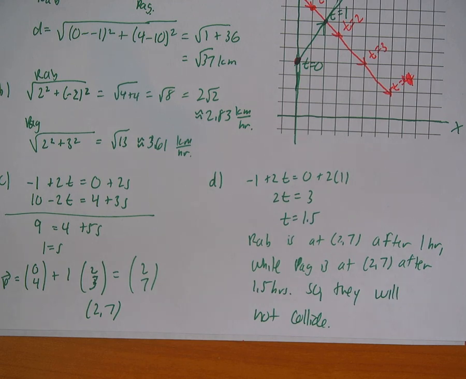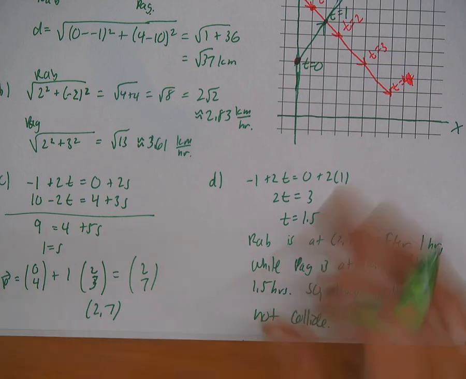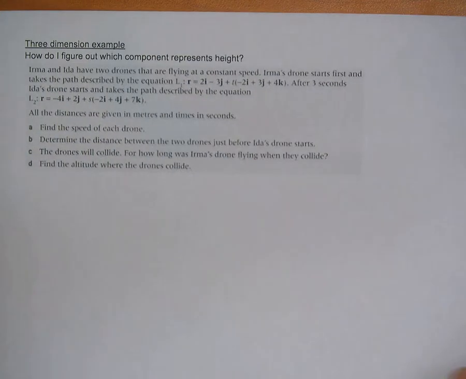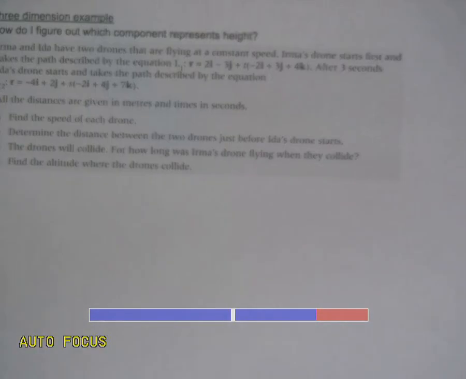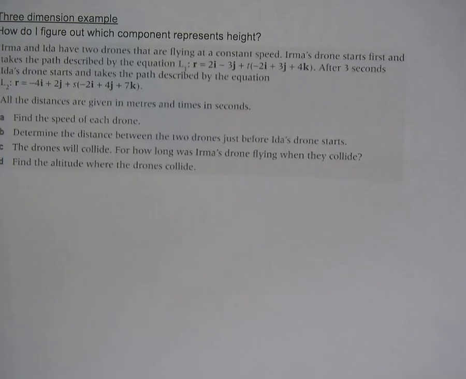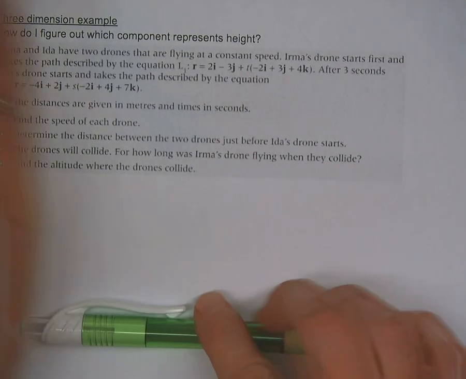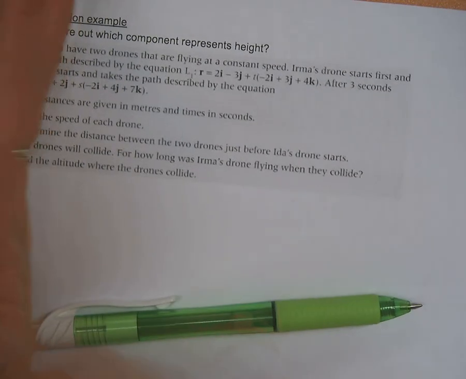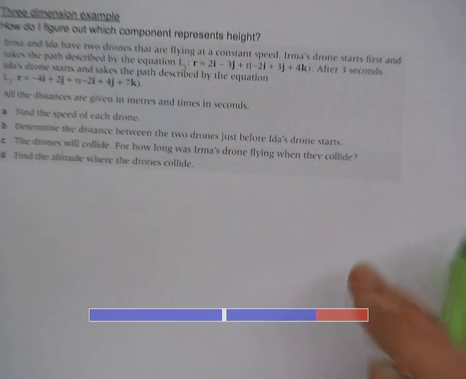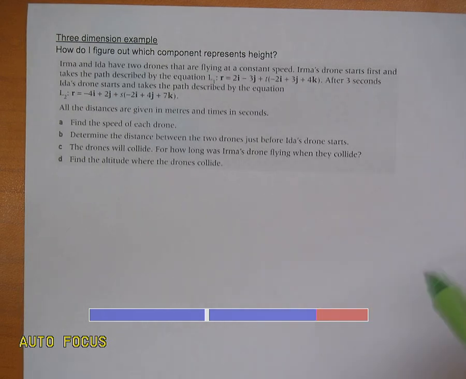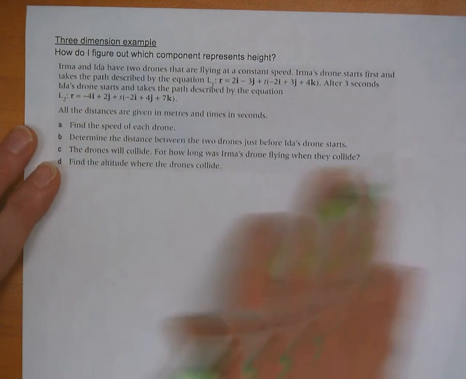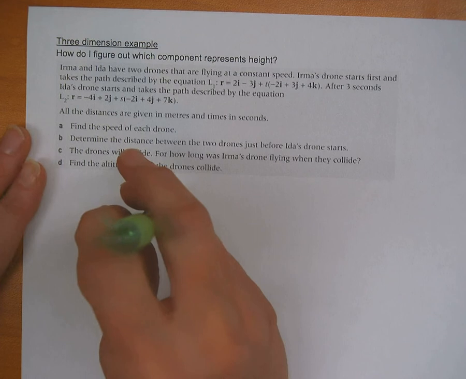Okay, so we've looked at a 2-dimensional example. Let's look at a 3-dimensional example. When you're dealing with a 3-dimensional example, we have an X, we have a Y, and we have a Z that's going up. That's usually the way it is. X and Y usually are flat on your paper, and Z would be vertical.